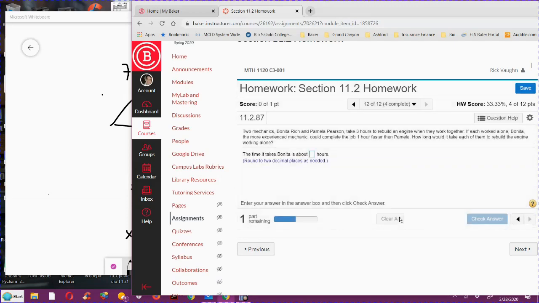All right, now we're going to go on to question 12. And this is, again, just an applied problem. You've got these two mechanics. They take 3 hours to rebuild an engine when they work together. If they each worked alone, one could complete it 1 hour faster than the other. How long would it take each of them to rebuild the engine?